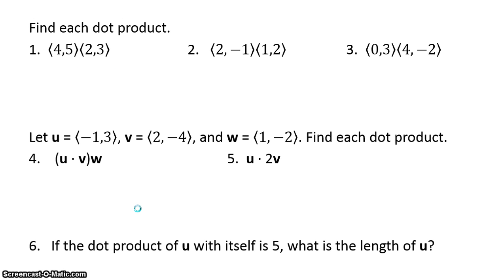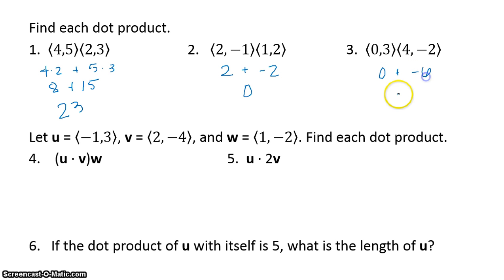So finding the dot products. I do 4 times 2 plus 5 times 3, so I have 8 plus 15, which would be 23. Over here, 2 times 1 is 2, negative 1 times 2 is negative 2, so 2 plus negative 2 is 0. Go ahead and do 3. You should get negative 6.